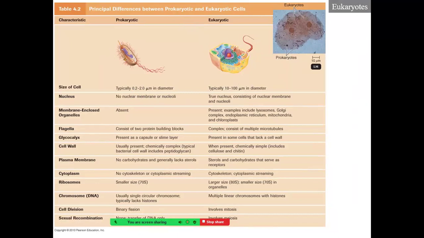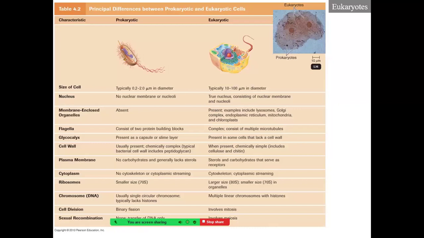And then it depends on obviously what cell we're talking about, but the eukaryotes are generally about 10 times larger than the prokaryotes. The nucleus is absent in the prokaryote, present in the eukaryote. The membrane-bound organelles are absent in the prokaryotes. They are present in the eukaryotes. Flagella are found in both, although they differ. Glycocalyx is found in both, but not all cells have a glycocalyx. The cell wall is usually found on a prokaryote, but not all of them.